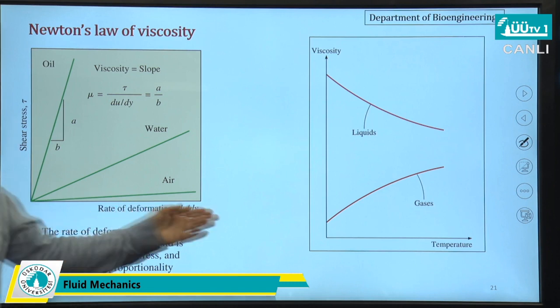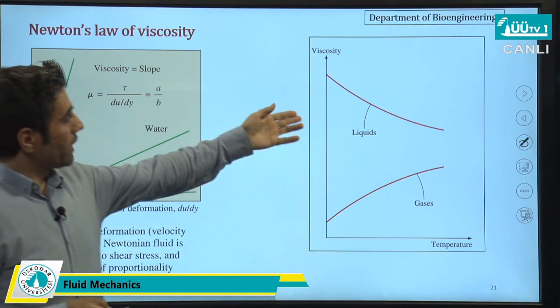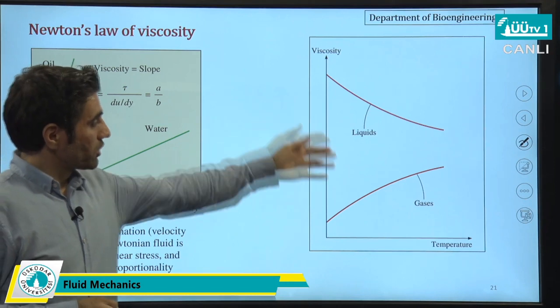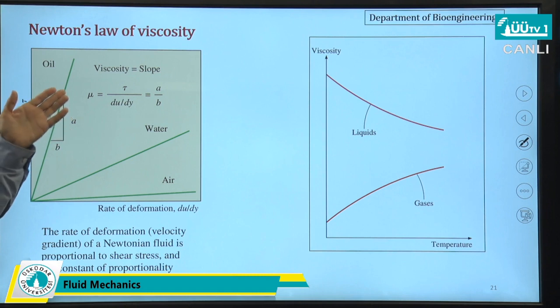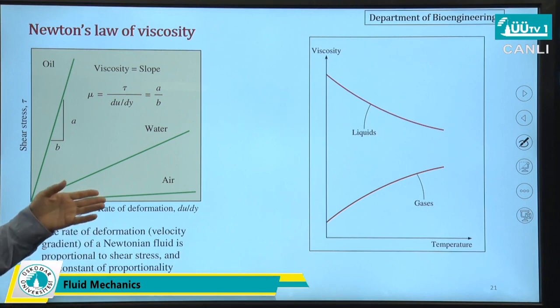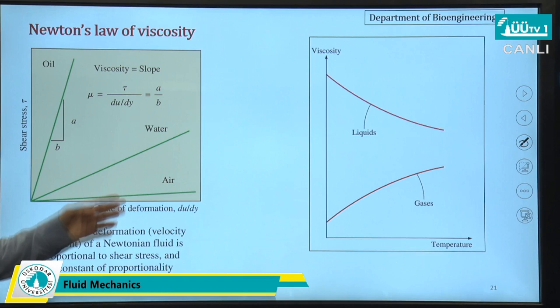As you can see here, these are straight lines. And once again, we know that for liquids, viscosity decreases with temperature, because when we heat these fluids, the intermolecular forces between the molecules weaken, and that's why their viscosity decreases. In the case of gases, the collisions between the molecules increase with increasing temperature, so viscosity increases here.